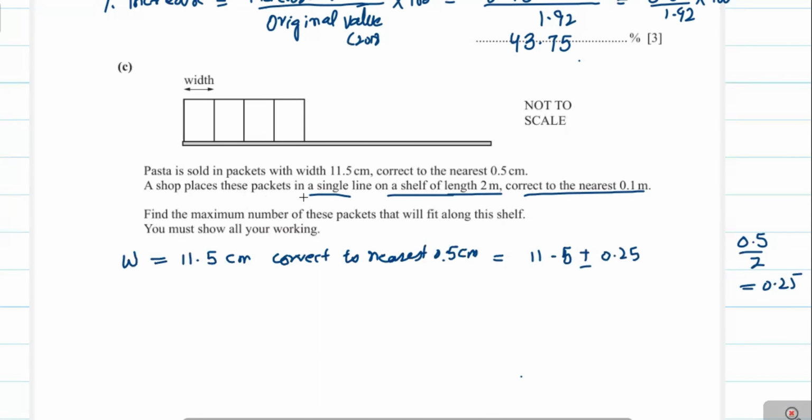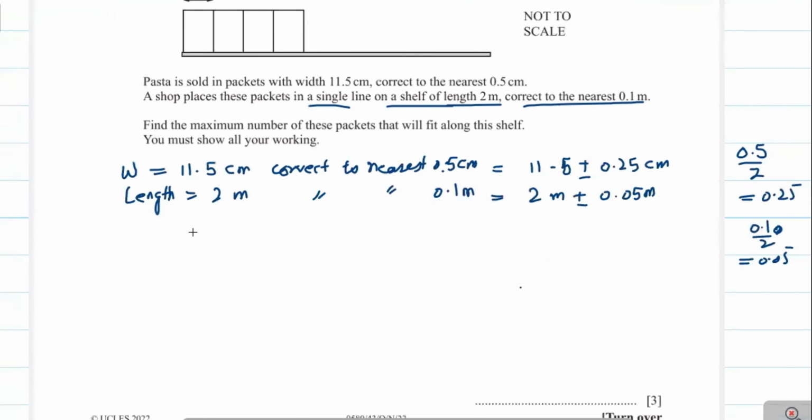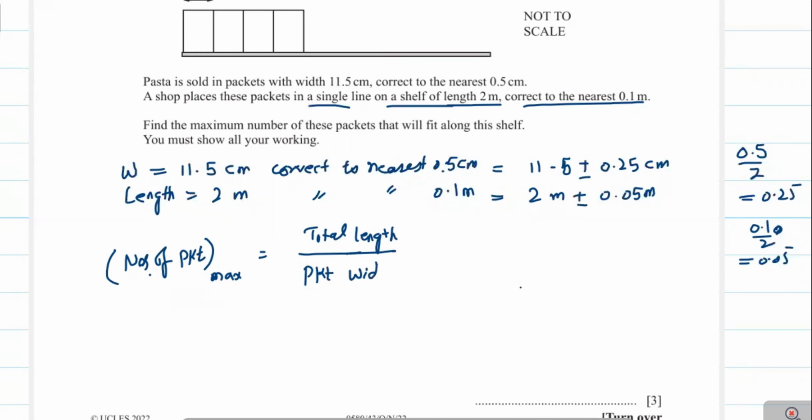Now the next value: the shop places them in a single line on a shelf whose length is 2 meters, correct to the nearest 0.1 meter. That means 0.1 over 2, and that value becomes 0.05. The error is plus or minus 0.05. Now we write it as 2 meters plus or minus 0.05 meter. Now this is in centimeters, first you should remember. Now we have to find the maximum number of packets: the length of the shelf divided by the packet width.